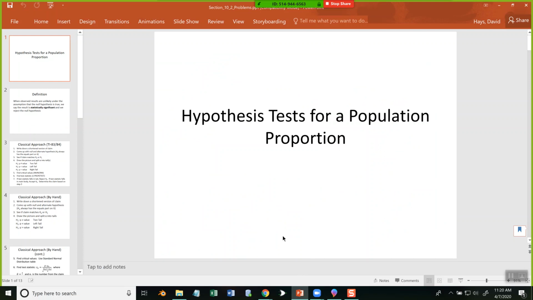In chapter 10, we get into hypothesis testing. We skip over 10.1. It's a real generalized section about hypothesis testing that I don't really like, because it's so general that it confuses students. So we're going to just dive right in, and we're looking at 10.2, hypothesis test for a population proportion.